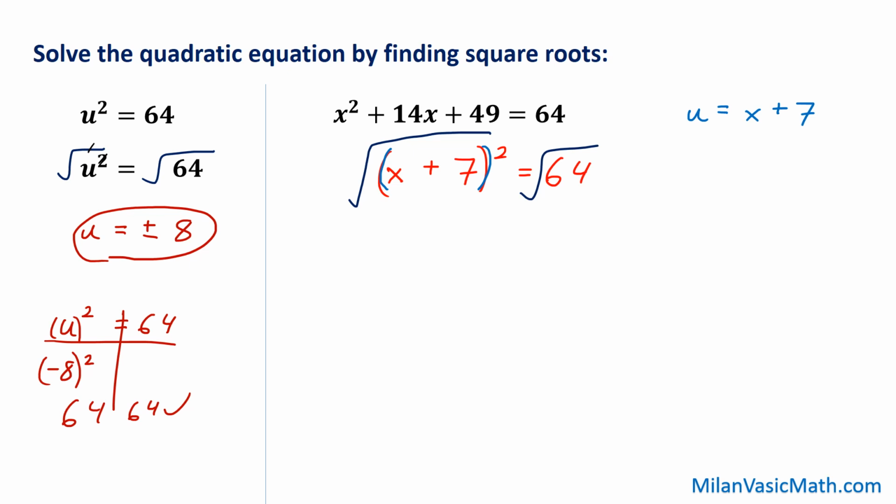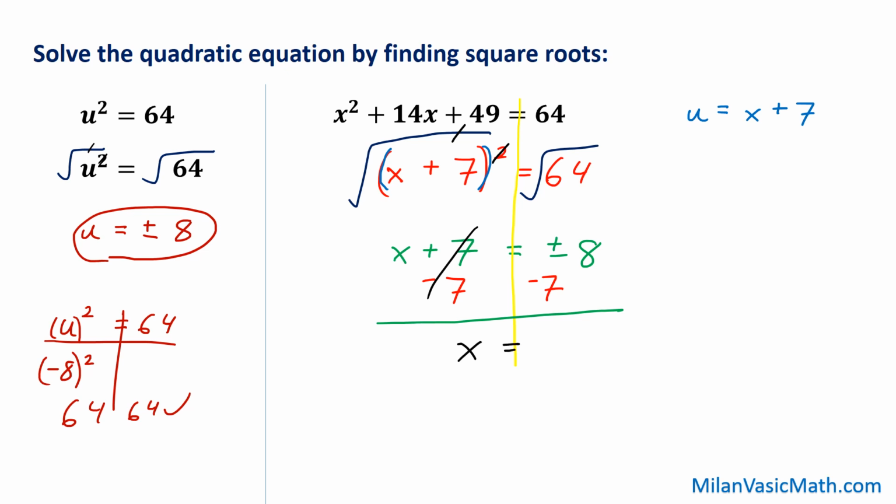Okay, on the left side, so this cancels out. Left side I have x plus 7. On the right side I get plus or minus 8. Okay, I should get the x by itself. So x is being added by 7. I will subtract 7 from both sides. All right, and keep track of that equal sign. And I'm left with x equals negative 7 plus or minus 8.